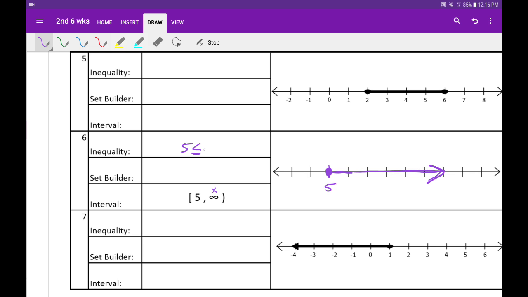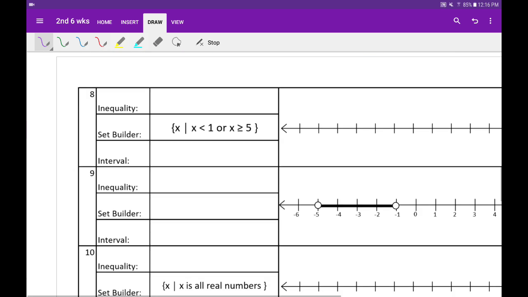Basically, I just need my variable x there, or whatever variable applies to your line. So 5 is less than or equal to all the x's. And then in set builder, we just define the variable x such that 5 is less than or equal to x, and close the braces.